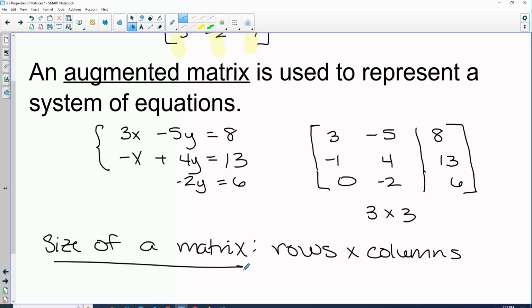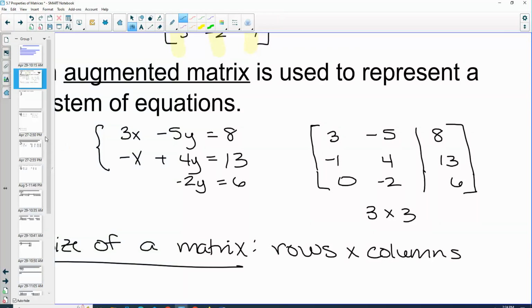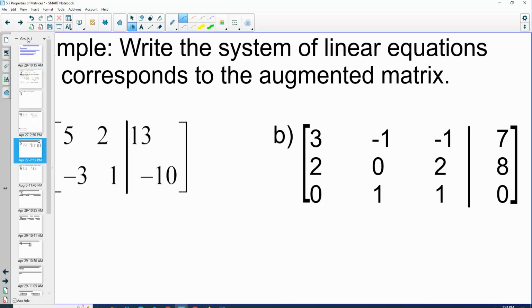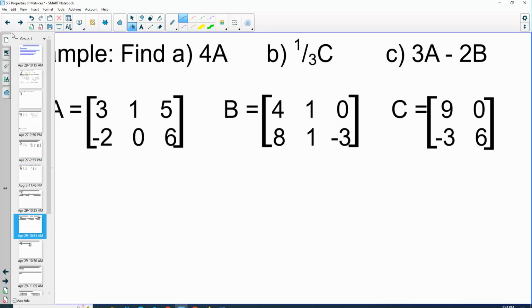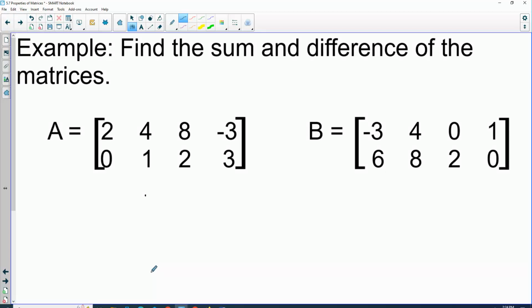Okay, if I want to be able to add or subtract with matrices, they have to be the same size. If we're going to put them together, you add or subtract the corresponding entries, so they have to have the same size. So let's go to, I'm going to skip some of this. Okay, let's do this one. I want to find the sum and difference of these matrices.